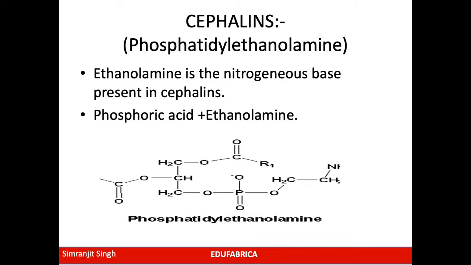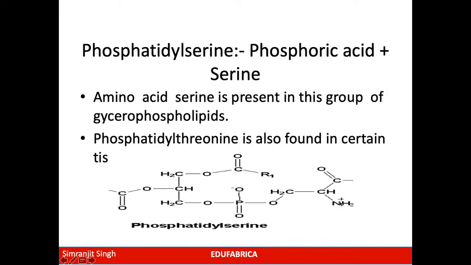Then cephalines, they are phosphatidyl ethanolamine groups. Ethanolamine is the nitrogenous base present in the cephalines. They are phosphoric acid plus ethanolamine. So in this phosphate group we have added this ethanolamine to this structure. Then there is phosphatidylserine. This includes your phosphoric acid plus serine. It is the same structure. We keep adding different functional groups to the end of your phosphate group, and according to them their names change. This amino acid serine is present in this group, and they are also found in certain tissues.